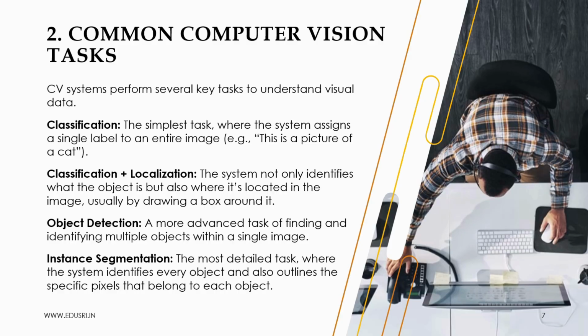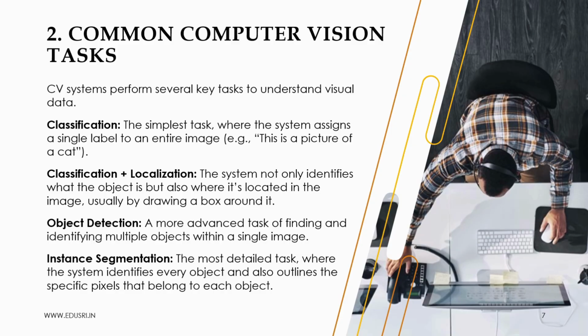For example, if an image contains a cat, the system may identify it by saying, "This is a picture of a cat." The next task is classification plus localization. In this task, the system not only identifies what the object is, but also determines where the object is located in the image. Usually, the object is identified by drawing a box around it.